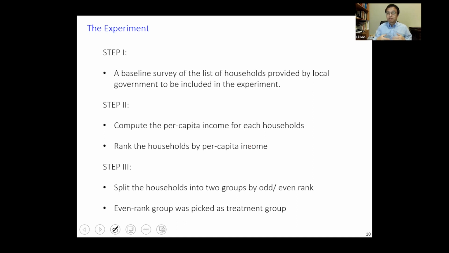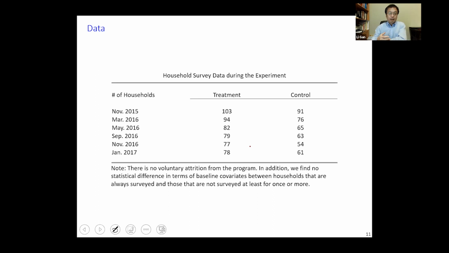This is something I want to mention. If the local officials say they want to do this, the experiment has to be fully supported by the local officials. So we have to listen to it. Anyway, we then conducted the survey roughly every 2 months, or sometimes 3 months, from November 2015 to January 2017. In each survey, in both the treatment and the control group, there's no voluntary attrition from the program. Sometimes we just couldn't find them, they're not there that day. There's no systematic difference between those who participated in the survey and those who did not.